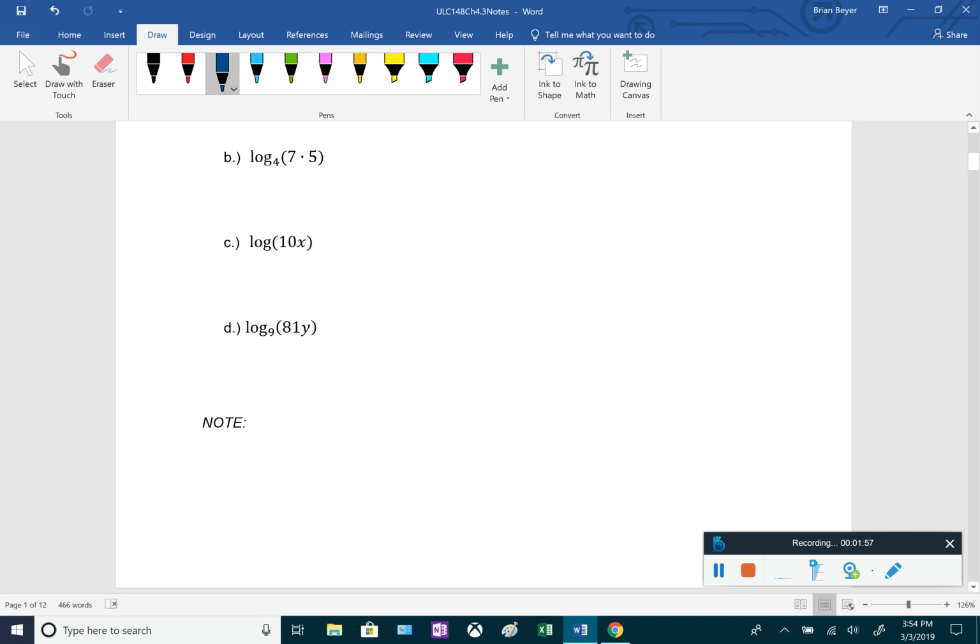Next one, log base 4 of 7 times 5. With 7 times 5 being multiplied, we can expand it by giving each one, the 7 and the 5, its own log base 4, and separate it by addition. So log base 4 of 7 times 5, which is 35, log base 4 of 35 equals log base 4 of 7 plus log base 4 of 5. Okay, next one, log of 10x. So 10 times x, we can separate it. That's log of 10 plus log of x.